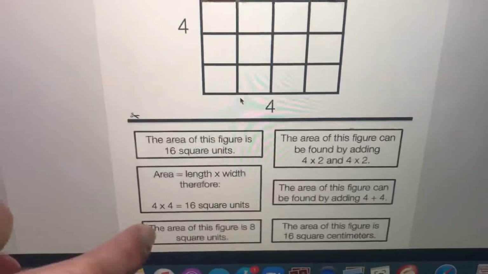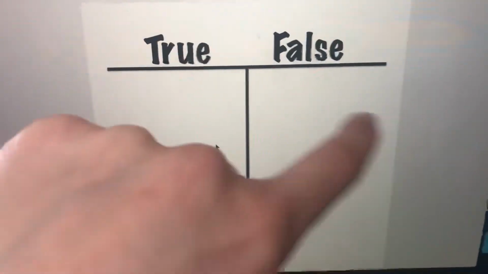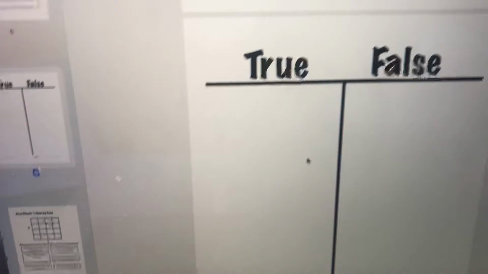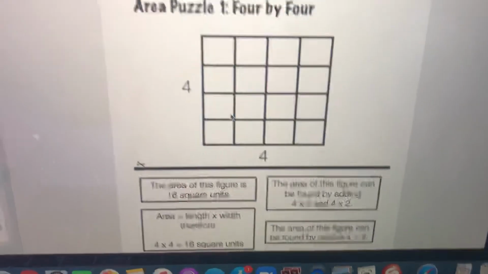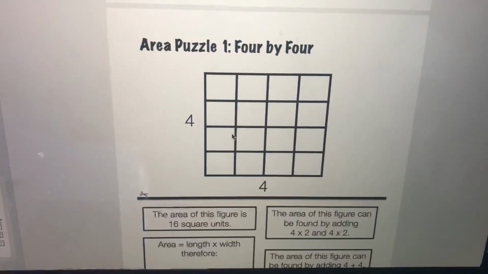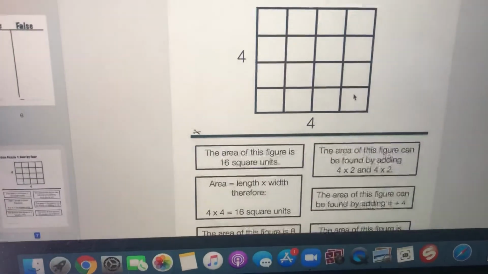So the way this works is normally we would cut up this sheet and put it into a true-false columns sheet, but because we can't be together to do that, I'm going to share this as a math talk. So the first thing you need to do is, I'm going to make it so we can see the whole thing on the screen. There we go.